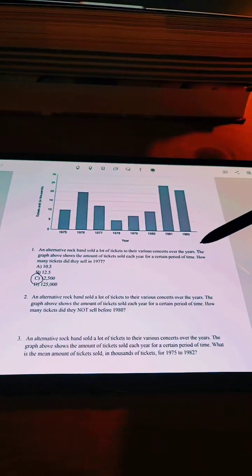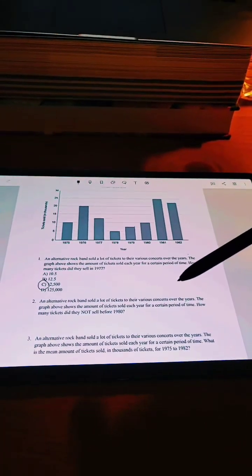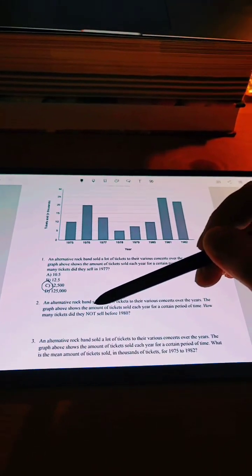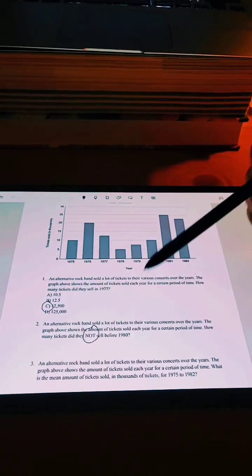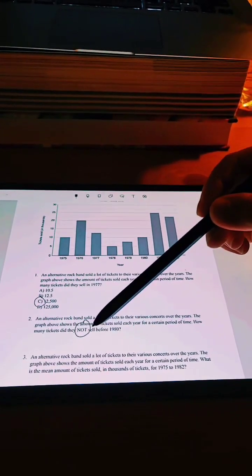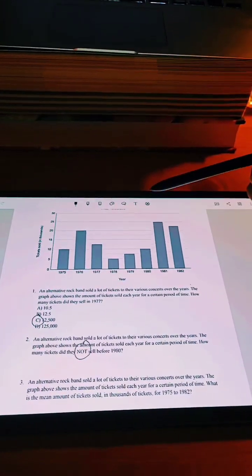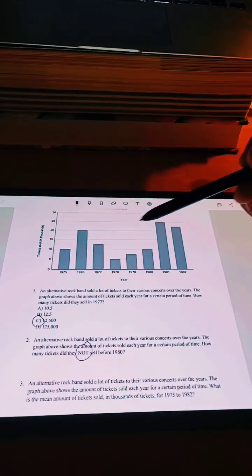So now let's go to number 2. An alternative rock band sold a lot of tickets during their various concerts over the years. So same sort of thing, but the question's different. How many tickets did they not sell before 1980? So be careful with these. You would not believe how many students answer these types of problems wrong, even when they bold and or capitalize all of those letters. So we want to know how many tickets did they not sell before 1980.